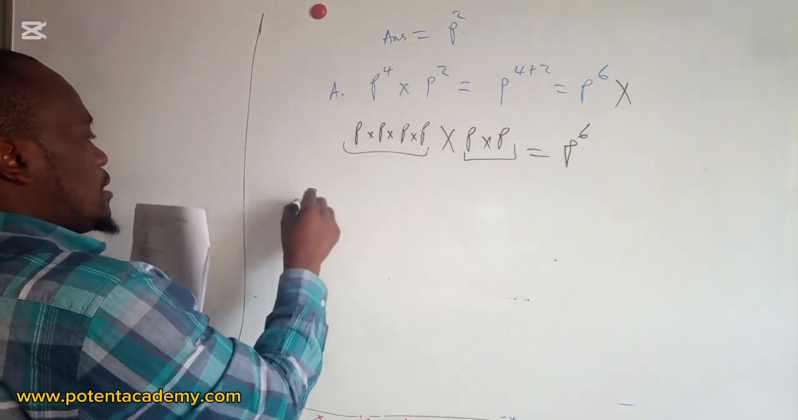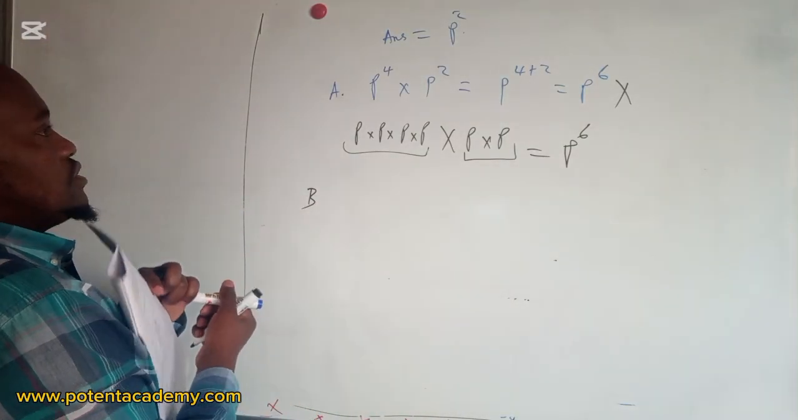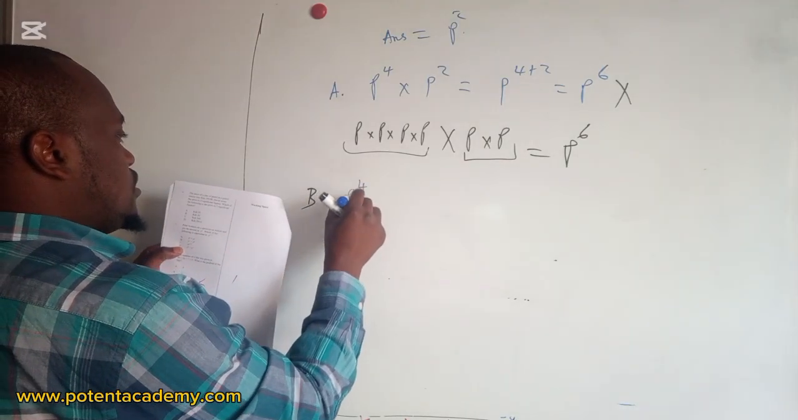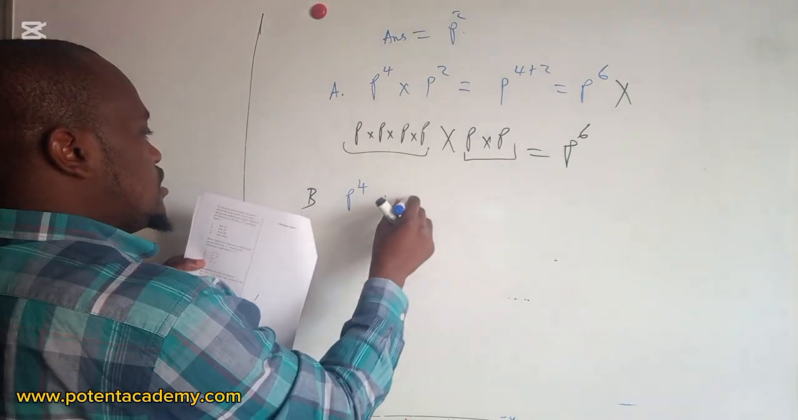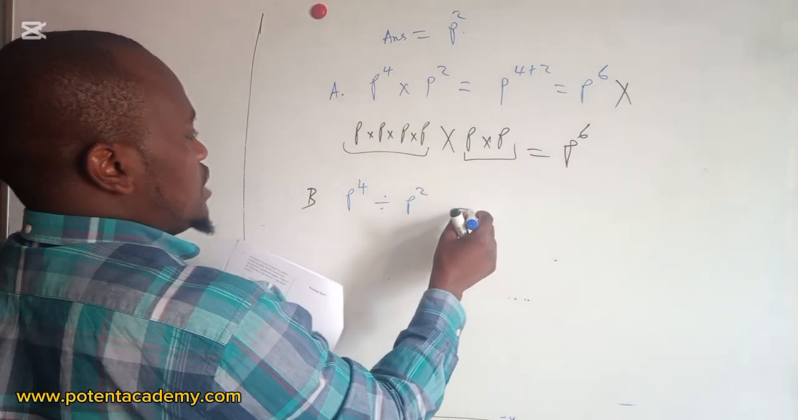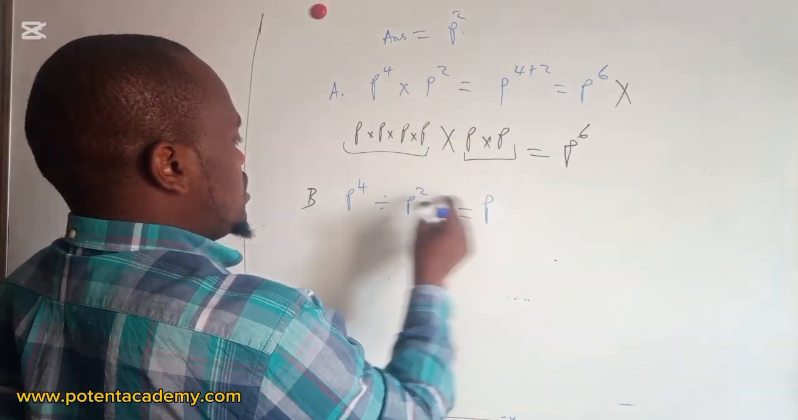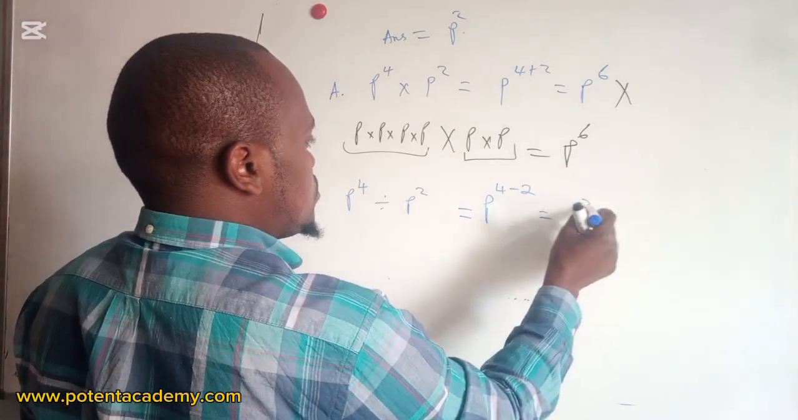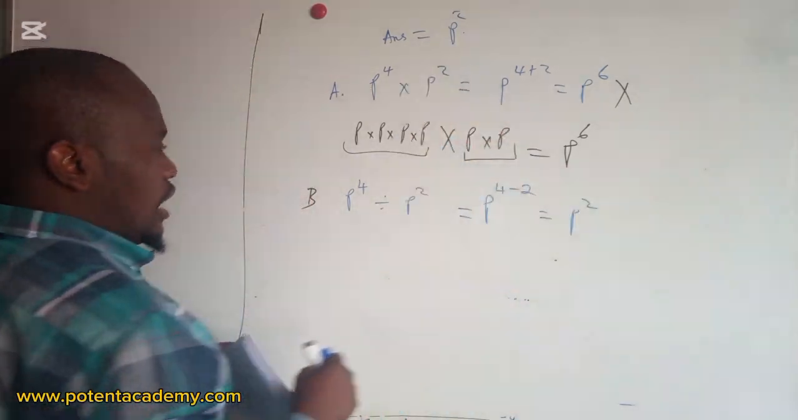B, you are given p raised to 4 divided by p squared. The answer for this is p raised to 4 minus 2, which is p raised to 2. So this one is the answer.